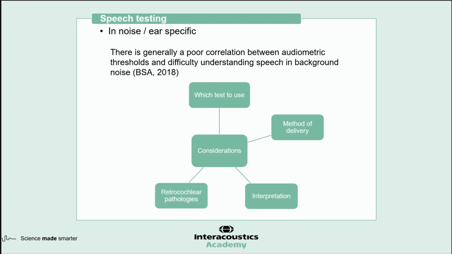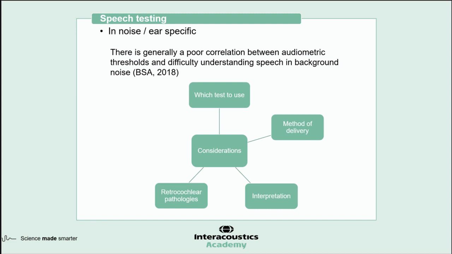Just a quick note about retrocochlear pathologies. This can be quite an interesting one. For a lot of speech testing, we're typically reducing the level of the speech to try and work out how somebody manages when it gets quieter and quieter, or we're increasing the amount of noise to reduce the signal to noise ratio. For retrocochlear pathologies, it can be quite interesting to actually make the speech louder and see if that overloads the system essentially, and do their scores deteriorate.